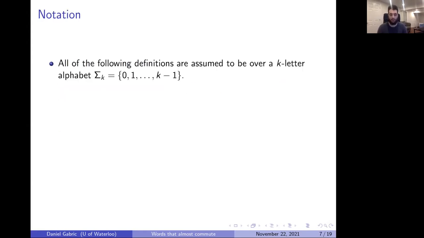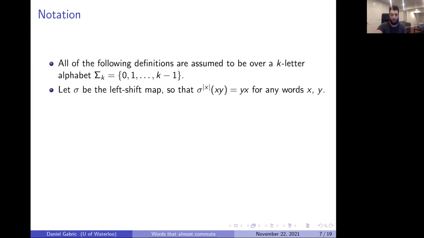So before we get into the details of the results, we need some notation. All of the following definitions are assumed to be over a k-letter alphabet, here from 0 to k-1. And we let sigma be the left shift map, and we're defining this so that we can talk about specific conjugates of words. So we can talk about the ith conjugate of a word.